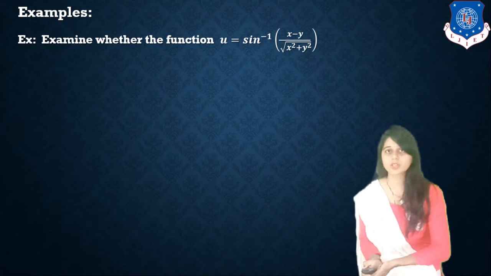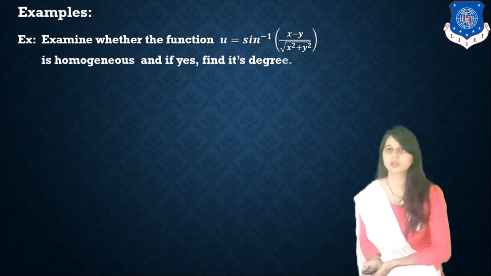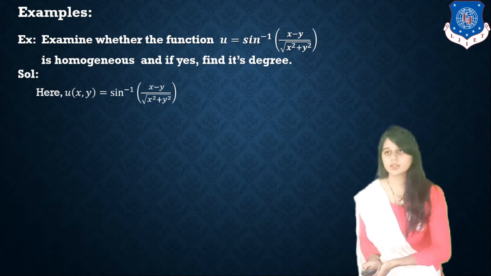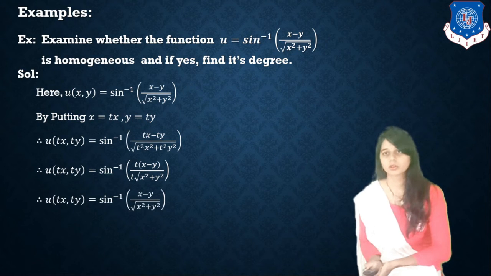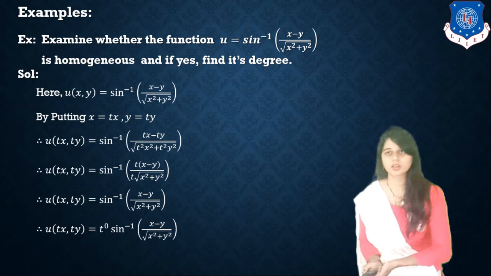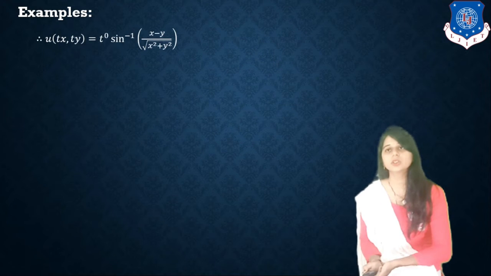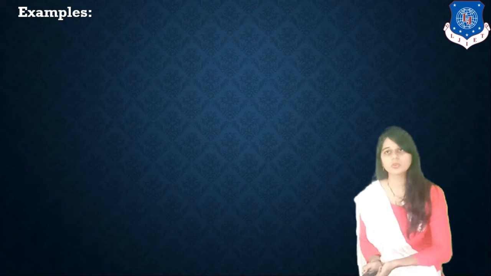Now, examine the function u equal to sin inverse of x minus y upon under root x square plus y square. Is it homogeneous, and if yes, then find the degree. Now u of x, y equals sin inverse of x minus y upon under root x square plus y square. Putting x equal to tx and y equal to ty, u of tx, ty equals sin inverse of tx minus ty upon under root t square x square plus t square y square. Taking t out of the under root, we get t under root x square plus y square. The t cuts out, so we get sin inverse of x minus y upon under root x square plus y square. So t raised to 0 times sin inverse of x minus y upon under root x square plus y square. So the function is homogeneous with degree n equal to 0.